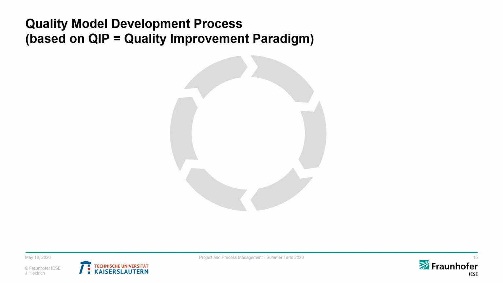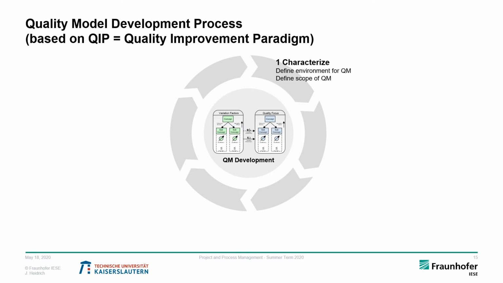This is the quality model development process, so how you can construct basically your own quality model. And it starts with the characterization phase. So defining in which environment, in which context we want to use our quality model, depending on the context, depending on the scope of the model. So on which parts do we want to focus? We need different quality aspects that are important to us.